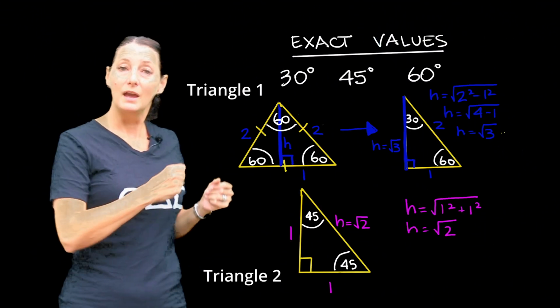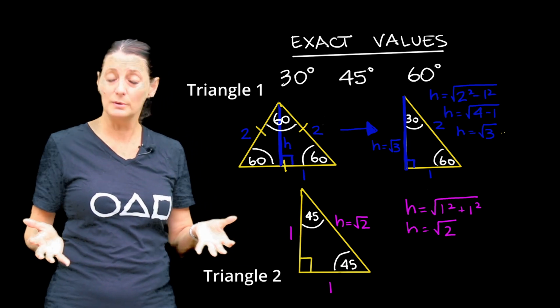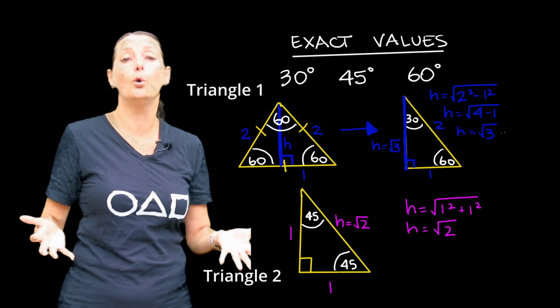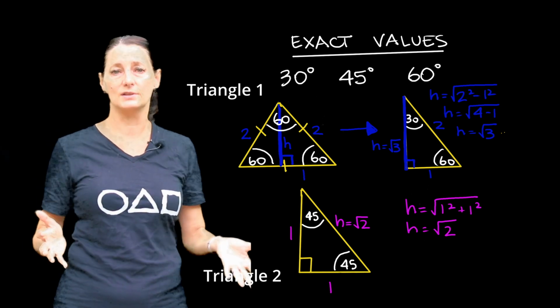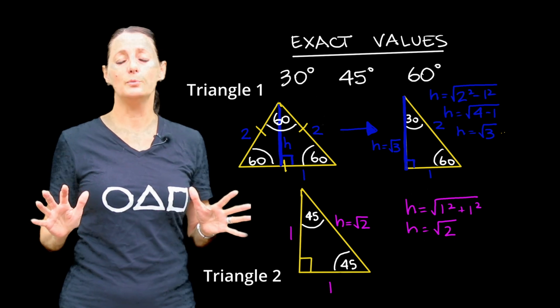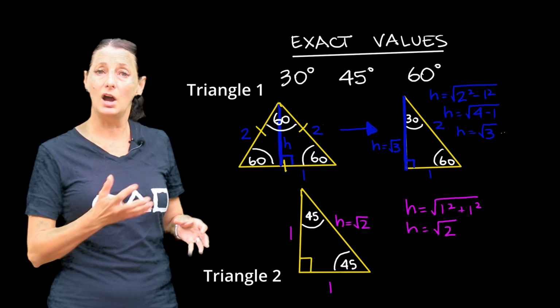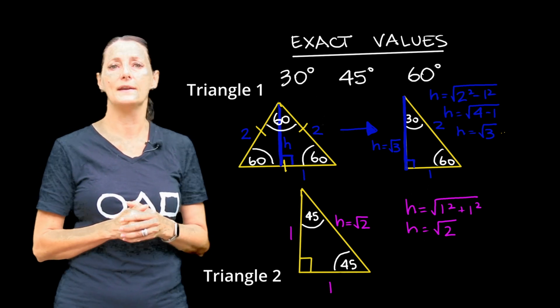Let me show you. Two triangles I've got here. One is an equilateral triangle of side length 2. Remember, an equilateral triangle will have all angles 60 degrees. The second triangle is a right-angled isosceles triangle, and I'm going to give my sides 1 and 1. Now, before I do anything, I want to find the perpendicular height of my equilateral triangle, and I want to find the hypotenuse of my isosceles right-angled triangle.